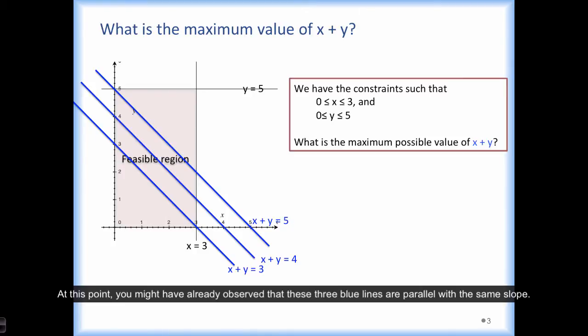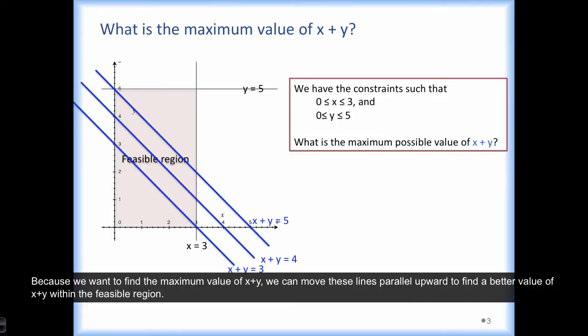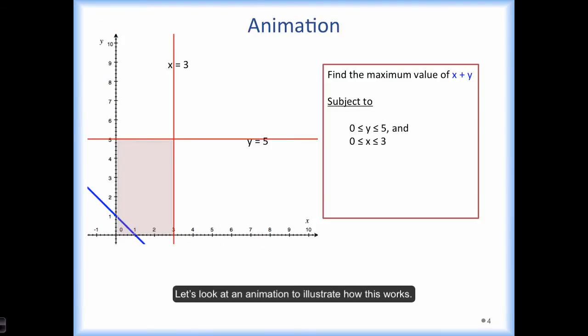At this point, you may have already observed that these three blue lines are parallel with the same slope. Because we want to find the maximum value of x plus y, we can move these lines parallel upward to find a better value of x plus y within the feasible region. Let's look at an animation to illustrate how this works. We see that the pink region is the feasible region for the solution. Let's draw a blue line that represents x plus y, say x plus y equal to 1.